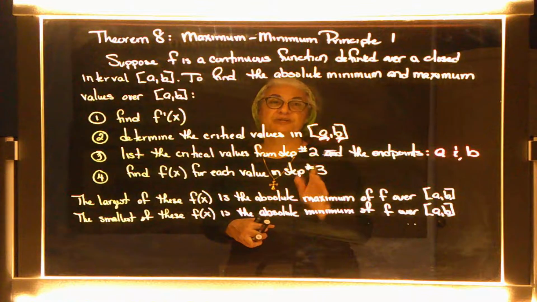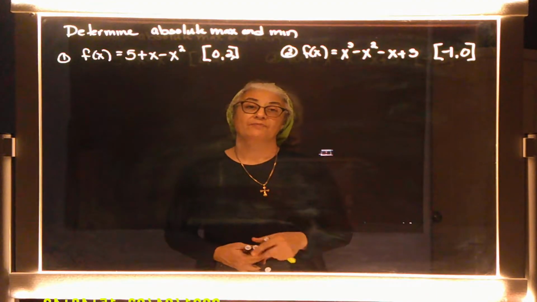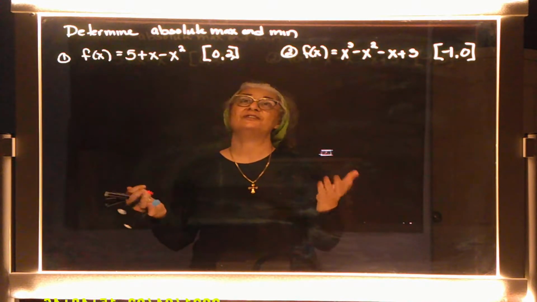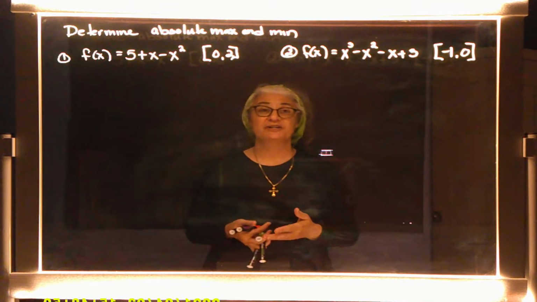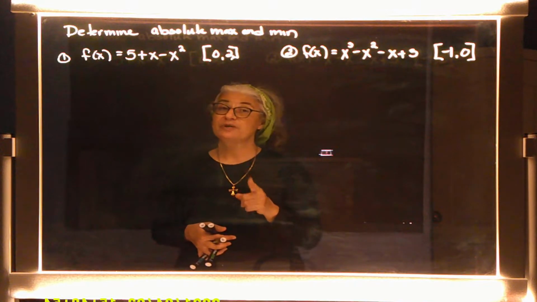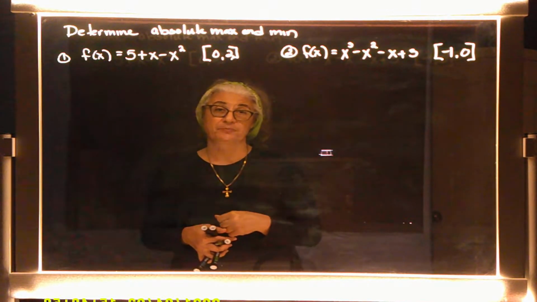Okay, so we are going to do a couple of examples based upon this theorem, and you know it's based upon this theorem because we're going to be dealing with a closed interval. So stay tuned. All right, as promised, we have a couple of examples. The directions say to find the absolute min and max. So let's look at the first one. They've given me a function and they've given me a closed interval. And because they gave me a closed interval, I can use that theorem 8 that we just spoke about.